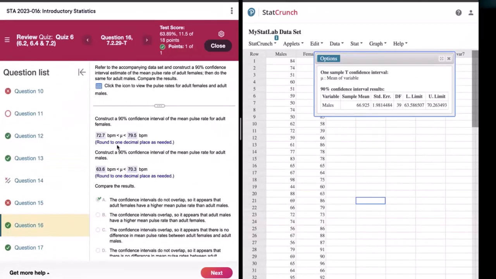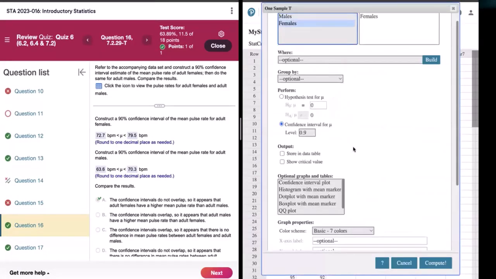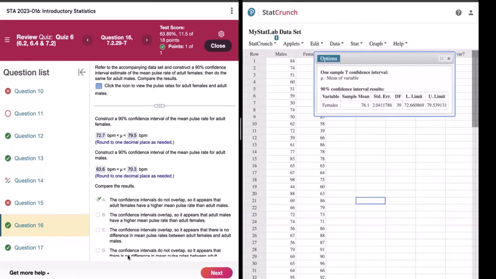And then we would do the same thing for women. So compare the results.